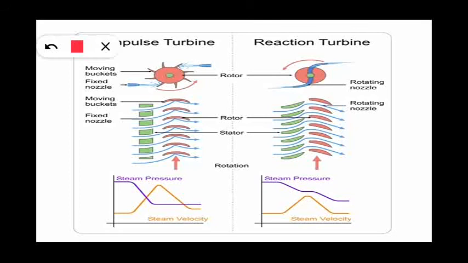There is a fixed nozzle and moving buckets. These are the moving buckets. From the fixed nozzle, steam comes and strikes the blades and changes its direction with velocity, which results in the impulsive force.